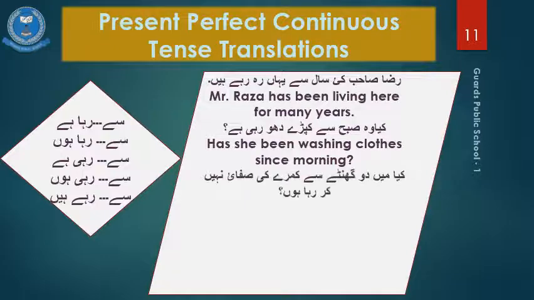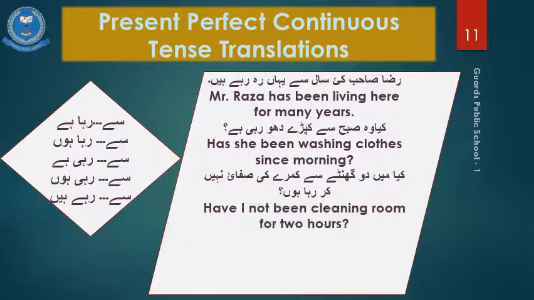Third sentence is: kya main 2 ghante se kamre ki safai nahi kar raha hoon? Question mark. Example of interrogative. So for the subject I, we use have. So write have in the beginning. Have I not been. We have to use not here because this is our interro-negative sentence. So, have I not been cleaning room for 2 hours? Question mark.